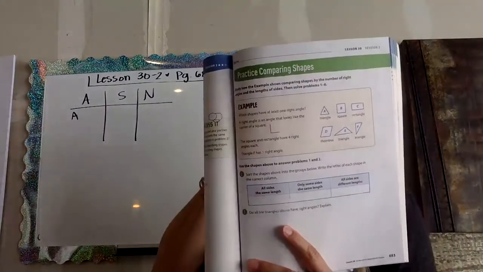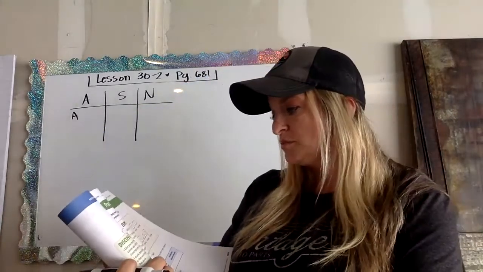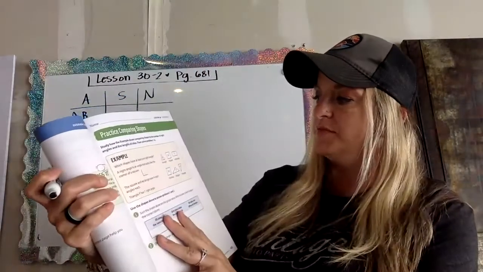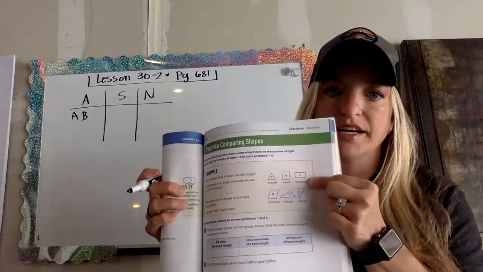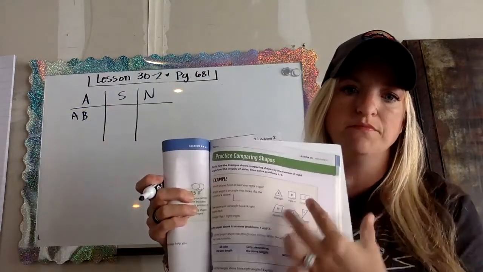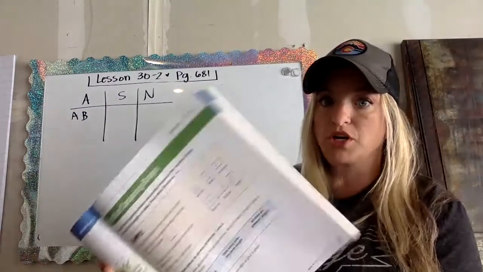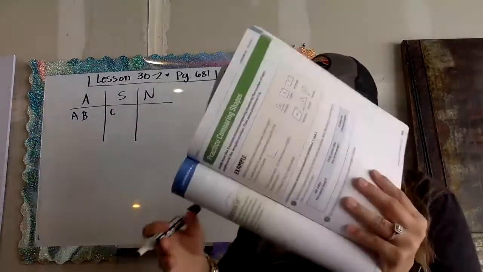Letter B is a square. So that has 4 perfect sides. They're all the same length. So that also is going to go under all. Now letter C is a rectangle. Those don't have all sides the same length. It has some. So these 2 are the same and these 2 are the same. So that one's going to go under some. Leave a little room just in case there's some more.